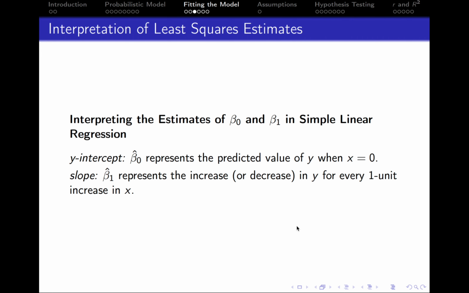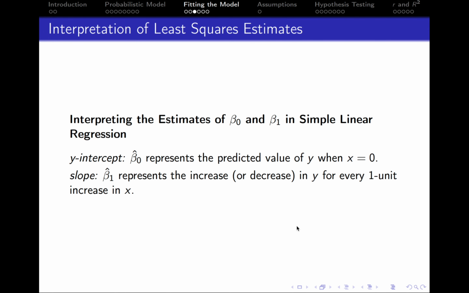And to interpret the estimates of beta 0 and beta 1, you can use this guideline. Beta 0, which is the y-intercept, represents the predicted value of y when x is equal to 0. So we say that y, the dependent variable, is equal to beta 0 when the value of x, the independent variable, is 0.